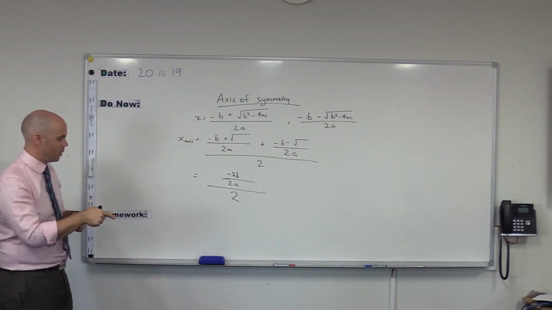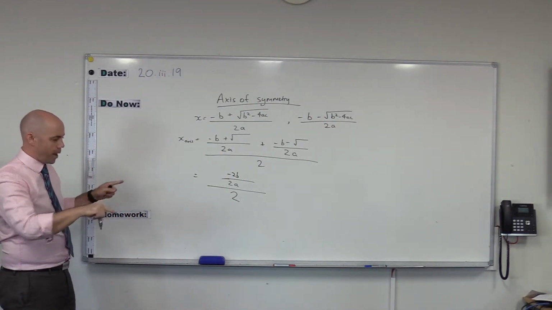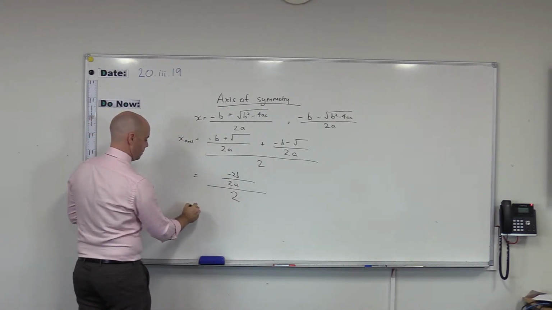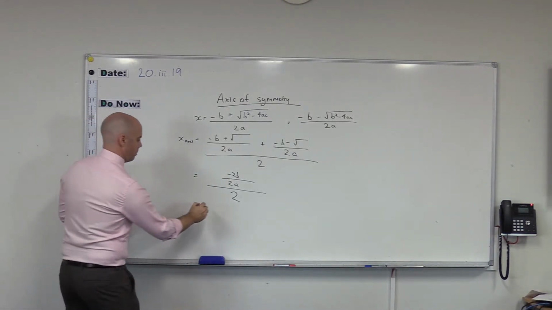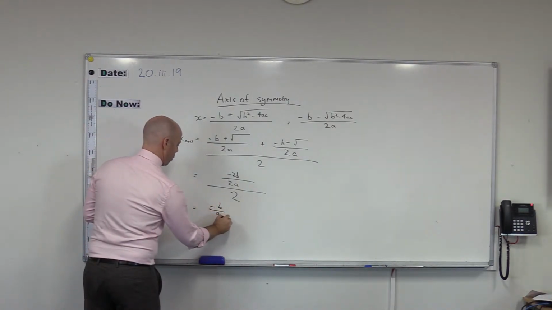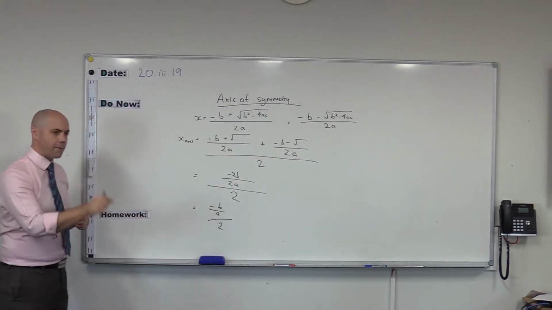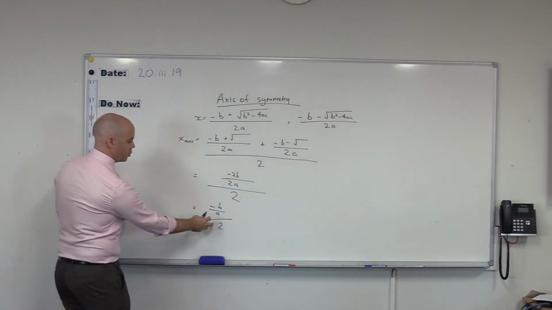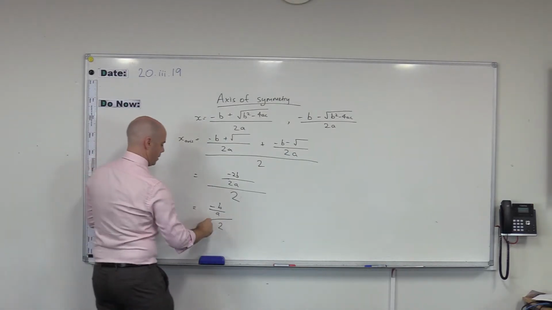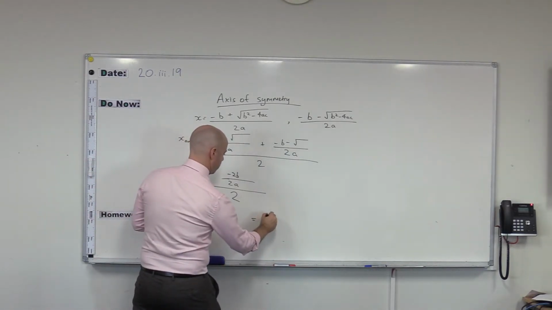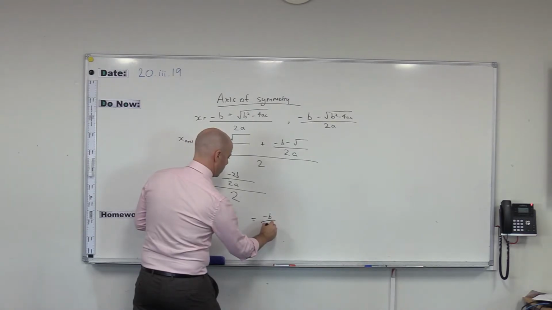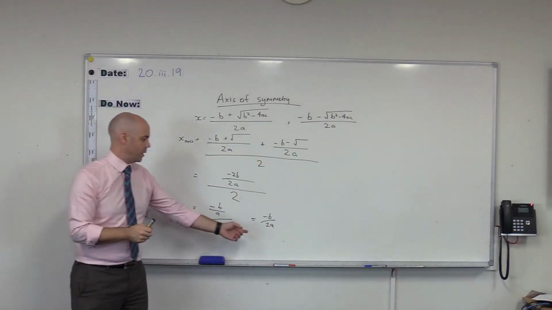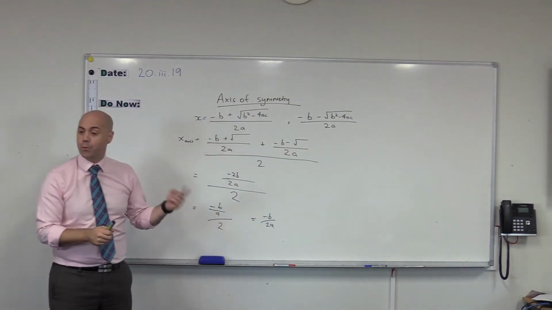Negative 2b over 2a, and then that whole fraction over 2. Can I simplify this top fraction? Minus b over a, all over 2. And what do we do when we have a fraction in the numerator? We just multiply the two denominators together. Equals negative b over 2a. And that's what we've got, isn't it? Our axis of symmetry is at negative b over 2a. So that's the proof of why that is the case.